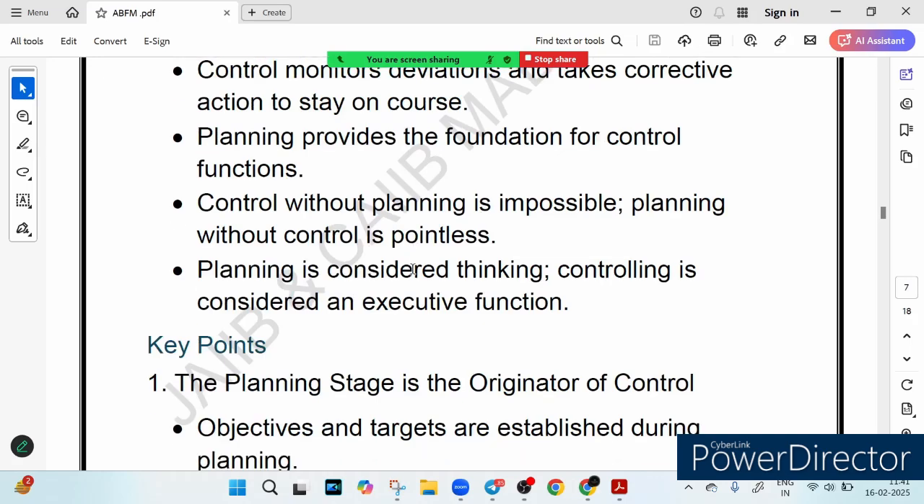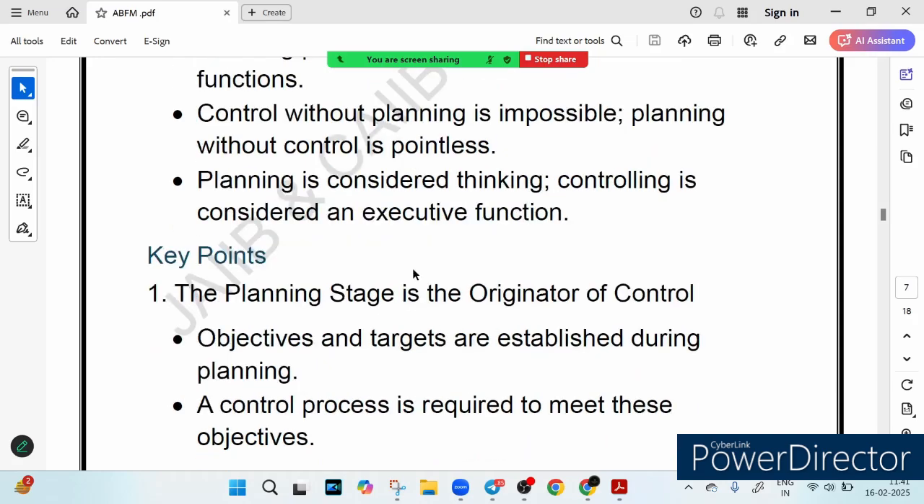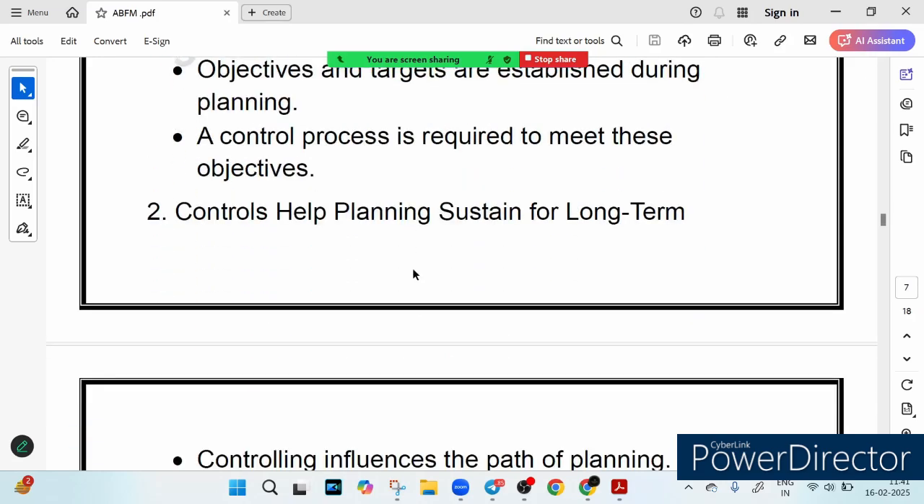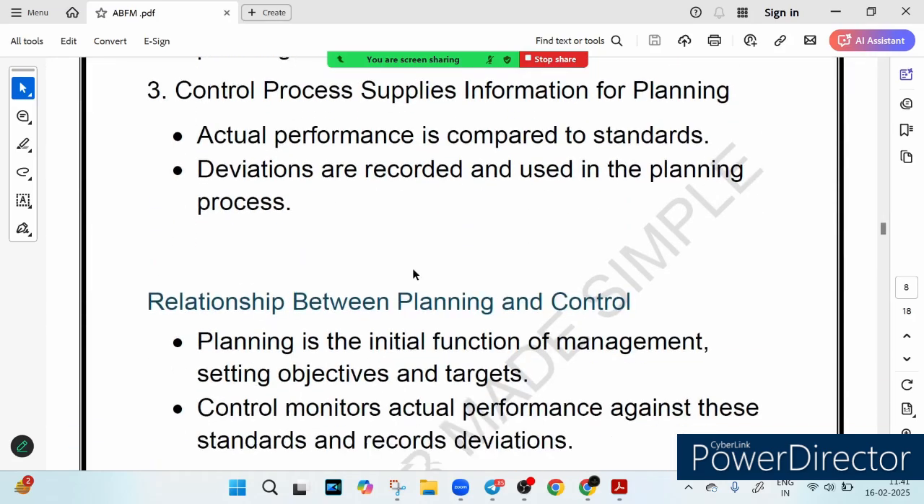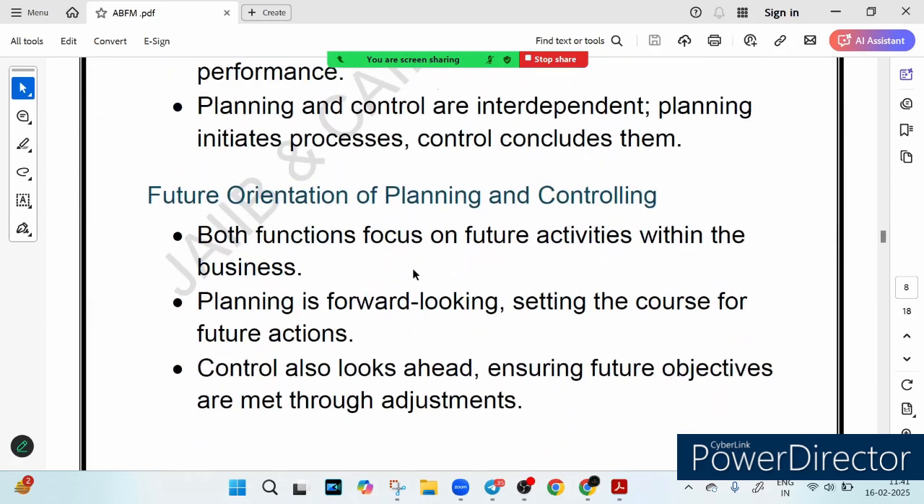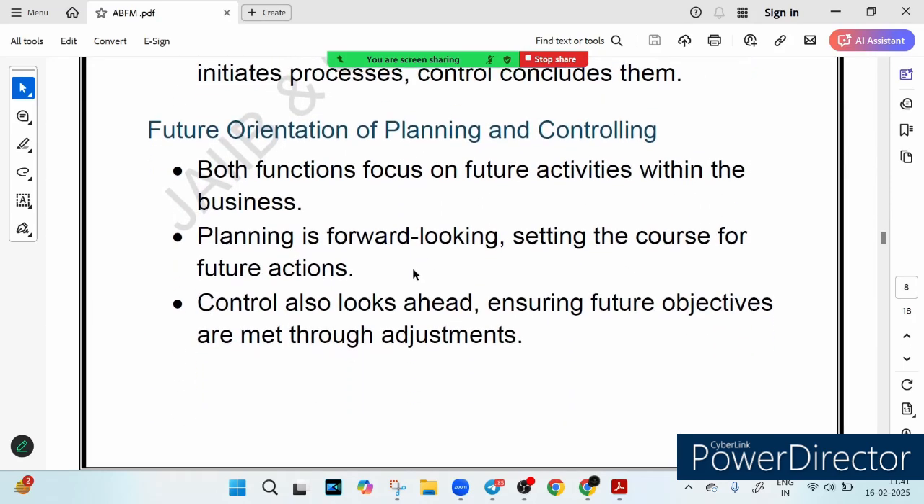So I hope this makes your concept clear, what planning is, what controlling is, and how they are correlated. Now let's talk about the next point. I think we have covered this. Now, the future orientation of planning and control, this is a key point, which is very important.